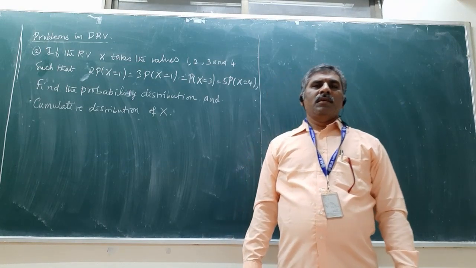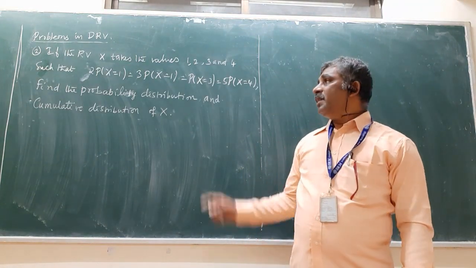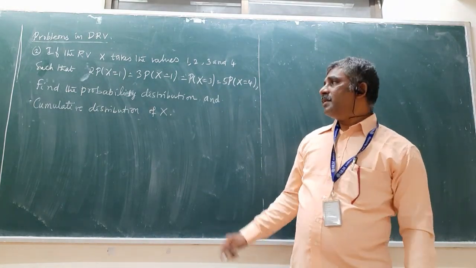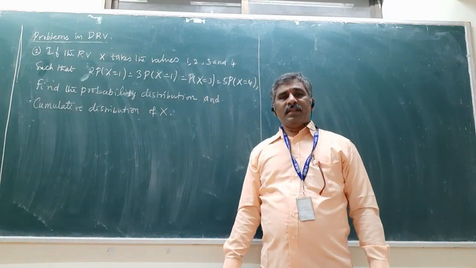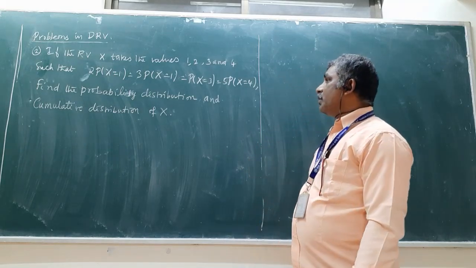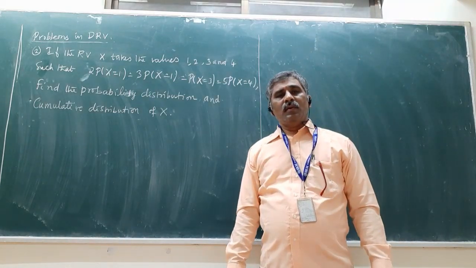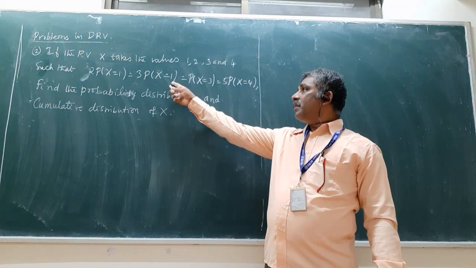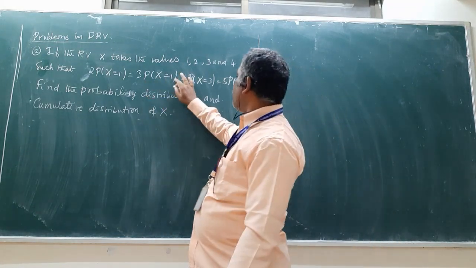Dear students, we are discussing the problems in discrete random variable. Second problem is: if the random variable x takes the values 1, 2, 3 and 4 such that 2 into probability of x equal to 1 is equal to 3 into probability of x equal to 2.